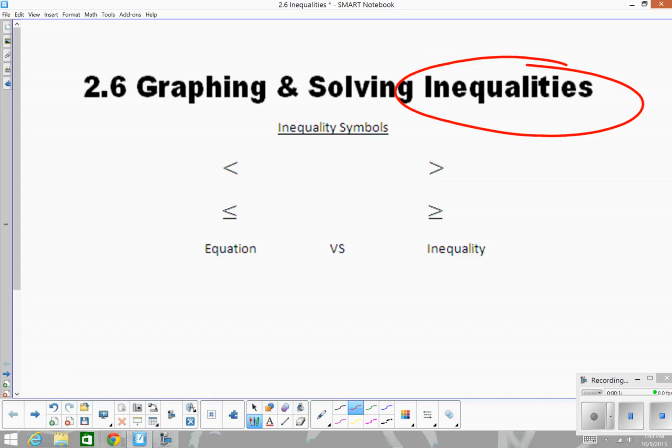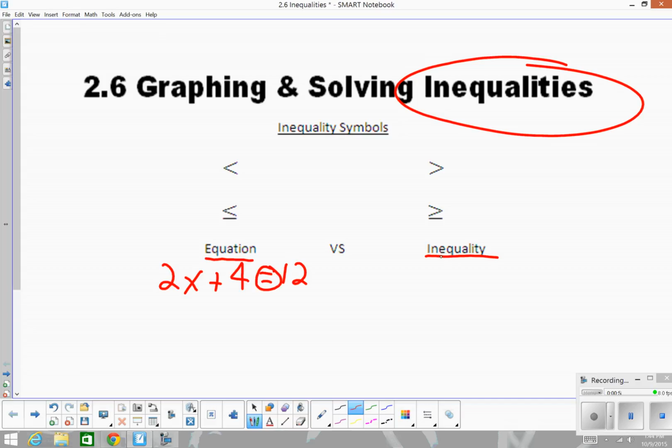Now, if I'm talking about an equation versus an inequality, the first half of chapter 2 dealt with solving equations. So an equation is simply an expression that has somewhere an equal sign. It's an expression like 2x plus 4 equals 12. We have an expression that's equal to another expression, or a group of terms that's equal to another term.